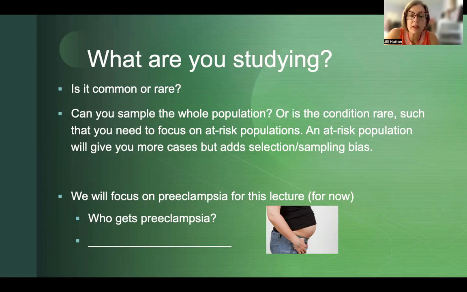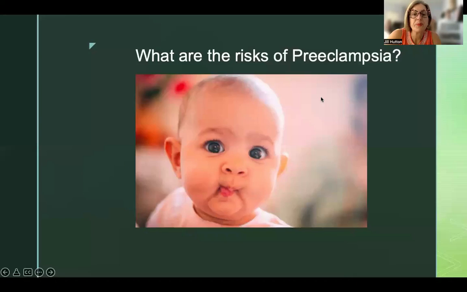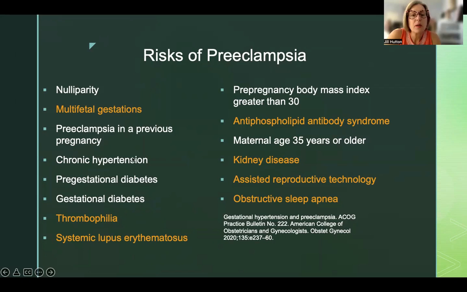And so who gets preeclampsia? I have a little hint here. It's pregnant ladies. So what are the risks of preeclampsia? It's important that you know the risks of your outcome, and the reason is that these become the data that you need to get from all of your participants. And the reason is that you want to make sure that their risks starting out are equal.